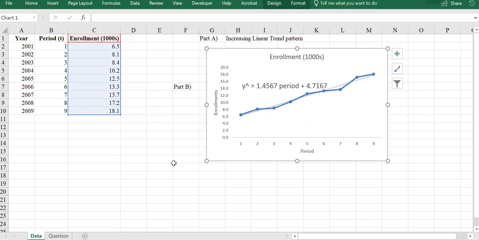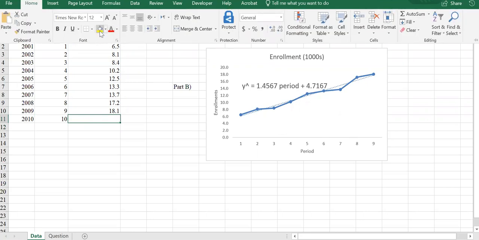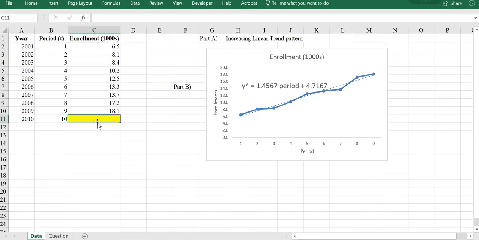And then for the last part of this question, what is your forecast for the next year? So 2010. If you want to use this equation, you need to be consistent. For the next year, the period number is going to be 10. Therefore, I just highlight this with the yellow color, and I put the forecast for the next year in here.